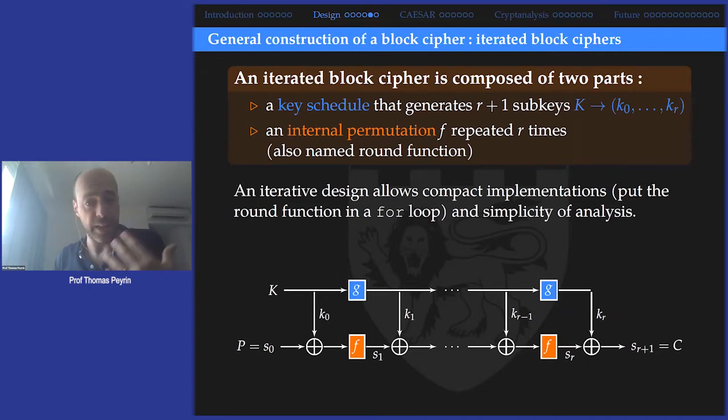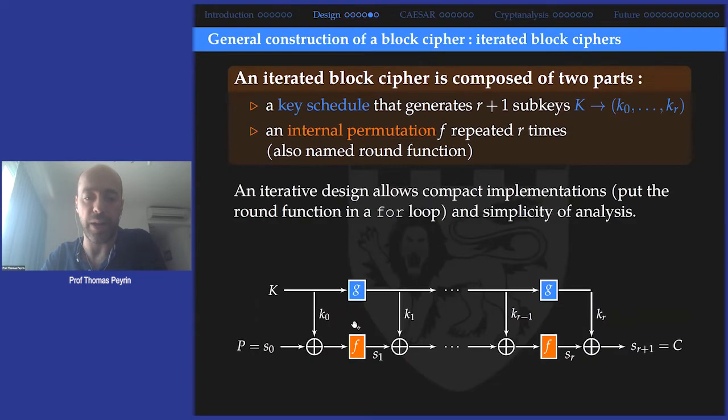So why do we use this iterated process? It's because it's much simpler. It's simpler to analyze, which is very important. It's also simpler to implement. If you look at hardware implementation, for example, having a function that is always different, one function here and then another function here and then another function here, this will take a large area and it will not be efficient at all. So the fact that you're using the same thing repeated over and over again makes it much more efficient.